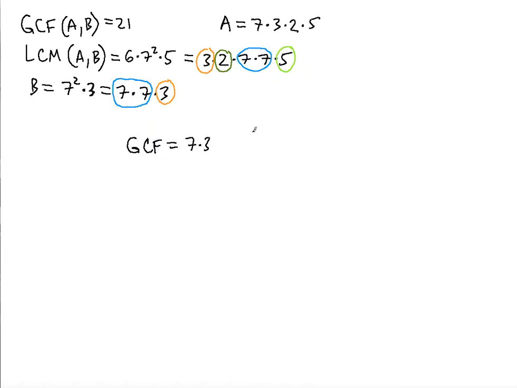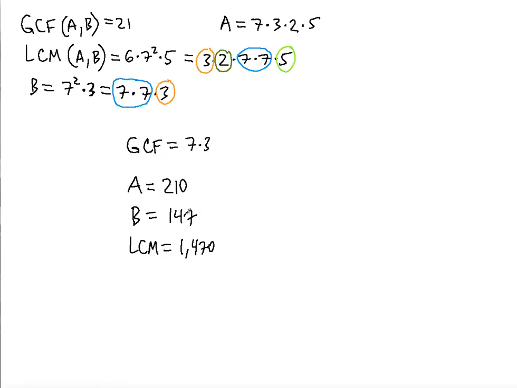Okay? So what does that mean? That means we get A as the product of 7, 3, 2, 5. 7 times 3 times 2 times 5. We get 210. We have the B value as 49 times 3, which is 147. And we have the LCM as 49 times 5 times 6, right? And that gives us 1470.